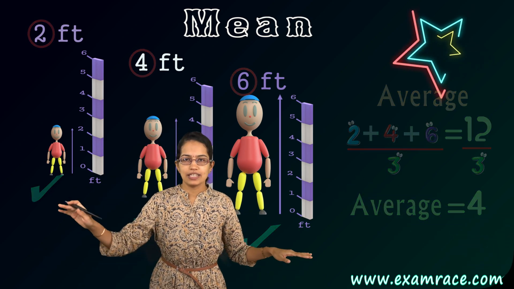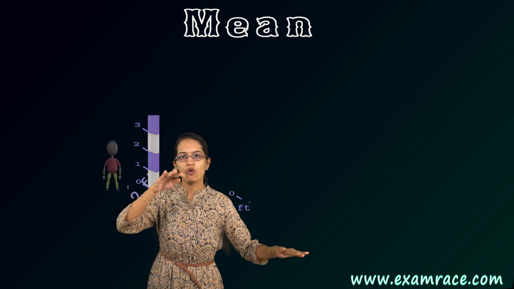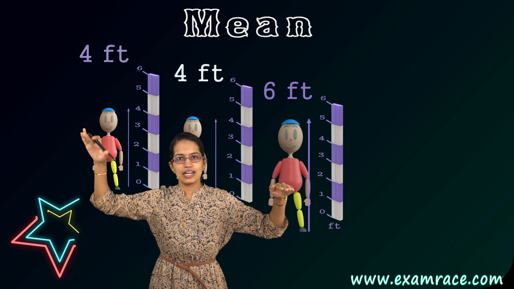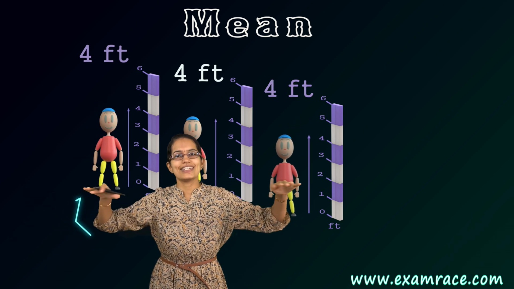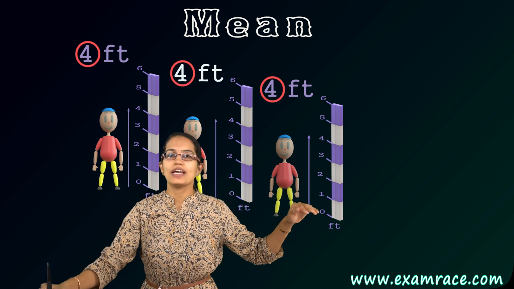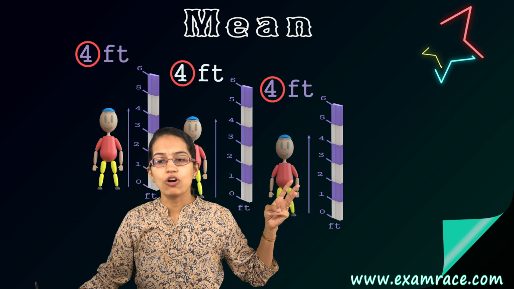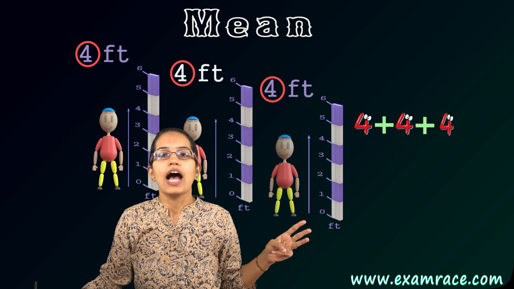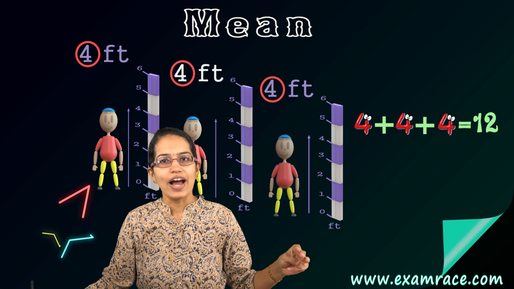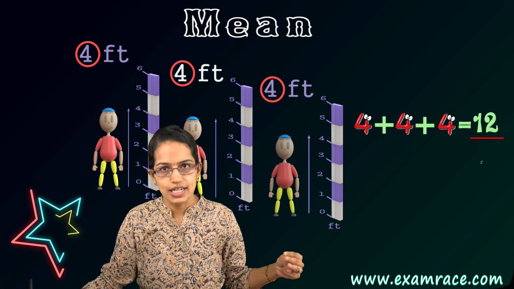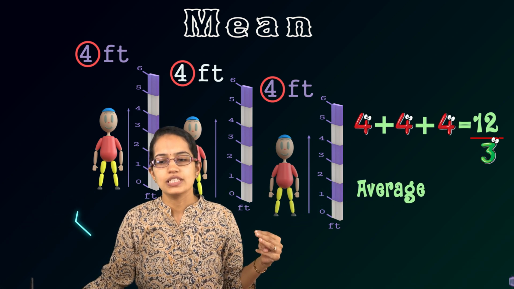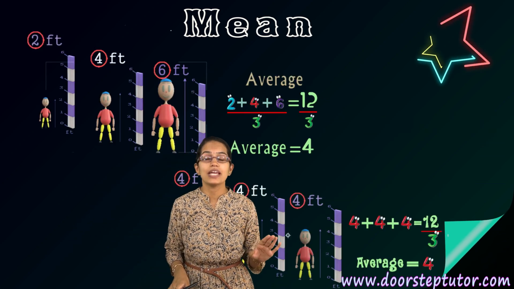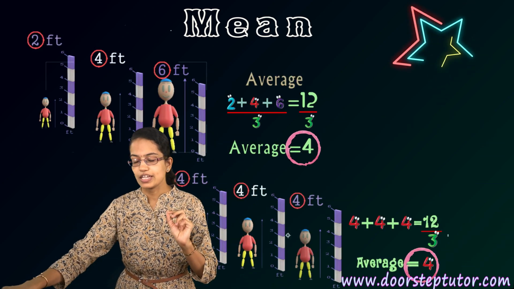Now with the same example, I have the kids 2 feet, 4 feet and 6 feet. I increase the height of this kid and decrease the height of this kid. Now all the three kids are of 4 feet. So when all the three kids are of 4 feet, what would happen? It would become 4 plus 4 plus 4 and that makes it 12 again. Divided by the number of the kids, which is 3, you have the value which is again 4. So my average in both the cases remains 4 and that's very, very important.